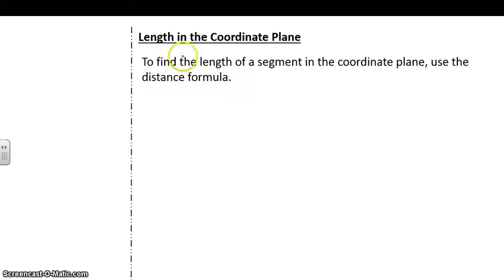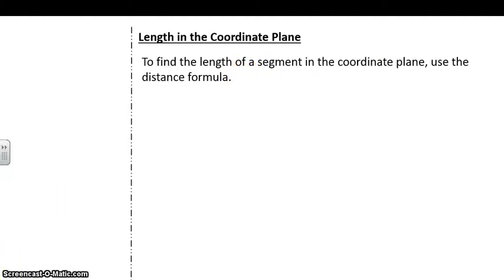The last main idea that we're going to talk about is length in the coordinate plane. To find the length of a segment in the coordinate plane, you're going to use the distance formula. The directions will say, find the length of segment, whatever it is, and they'll give you some coordinates for it. They're not going to come right out and say use the distance formula. So that's the connection you'll have to make.